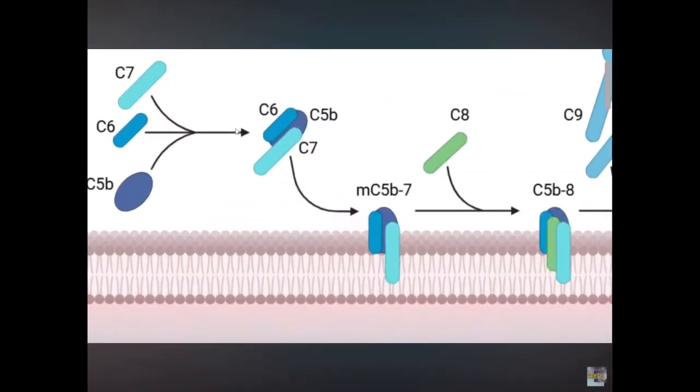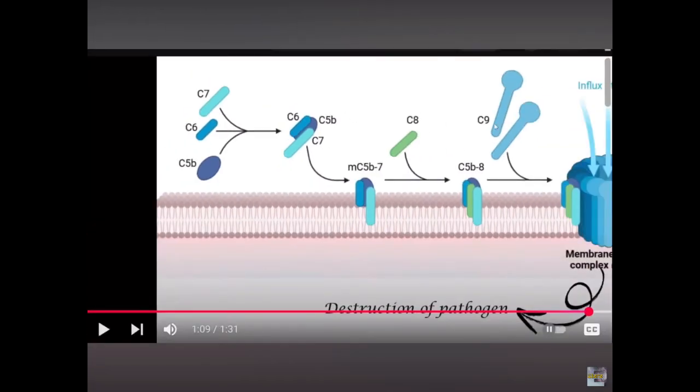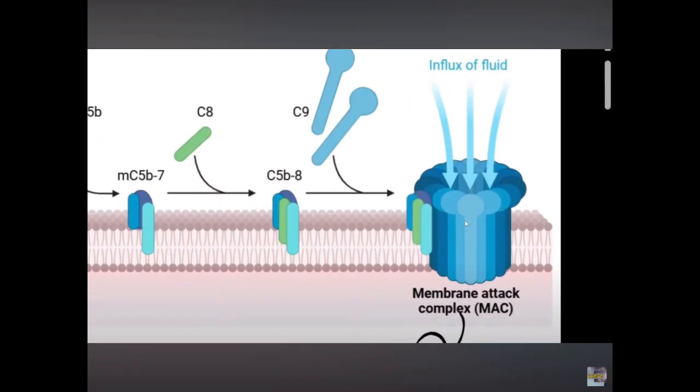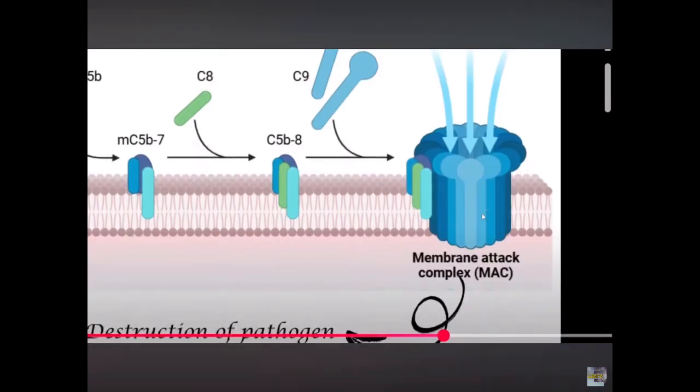Here's the C7. As you can see, it's this long, light blue, teal, blue, whatever. It comes together with C6 and C5b, and then C8 and C9. And then it starts stacking the C9 all around in a circle like an opening lotus flower. It goes to the pathogen that's in the body, and this creates a hole which spills out the contents of the cell of the pathogen, any pathogen that attacks the body. This is your immune system.